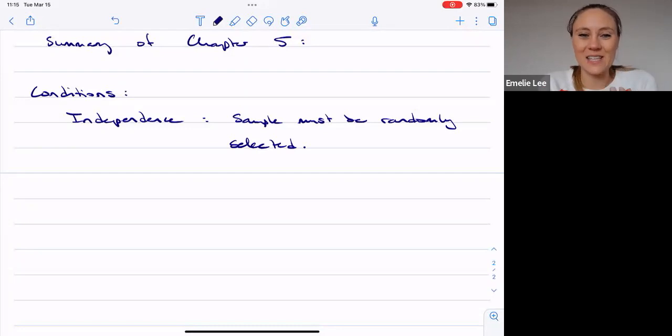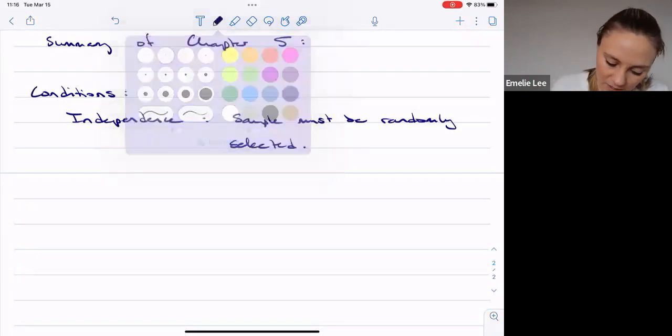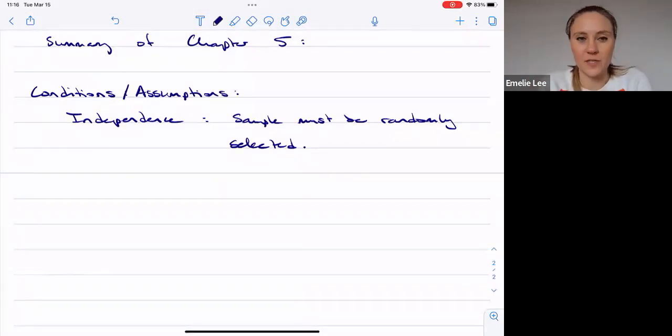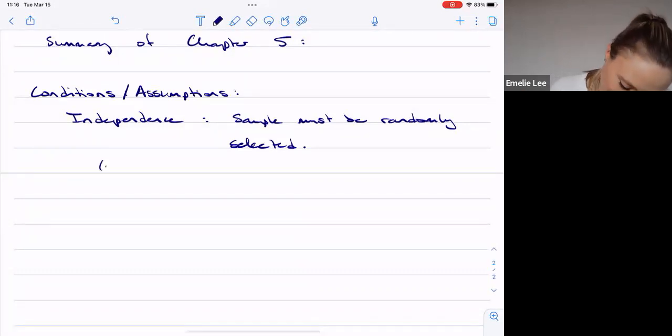Remember, if it doesn't say the sample was randomly selected, then we have to assume that it was, right? So you have to state your assumptions. So here, maybe I'll say conditions / assumptions. Because I find that emphasizes more, right? That, okay, well, that's something that you're assuming then. Okay. So independence. So the sample must be randomly selected. And then the optional one, n has to be less than 10% of the population.